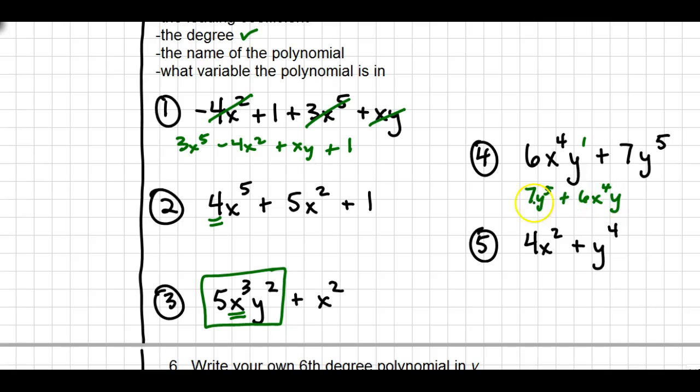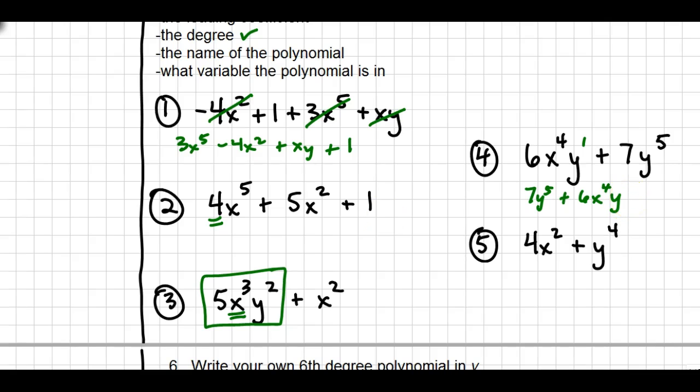So notice here that the y's are descending. So we've got 7y to the 5th, 6x to the 4th y. Both terms are degree 5, but overall we would still say that the polynomial has degree 5. Leading coefficient here is a 7, and it's a binomial. You could say here that it's in y, because the y's are technically descending.